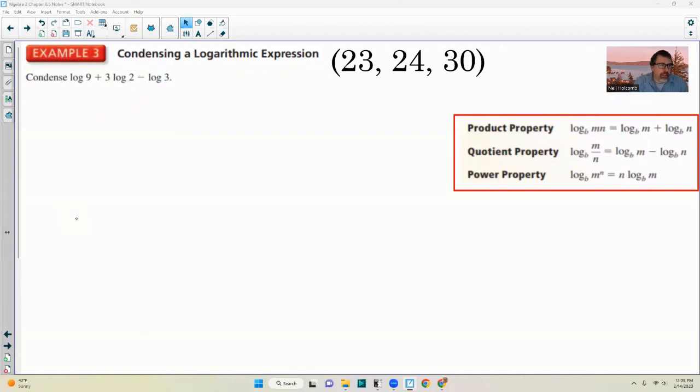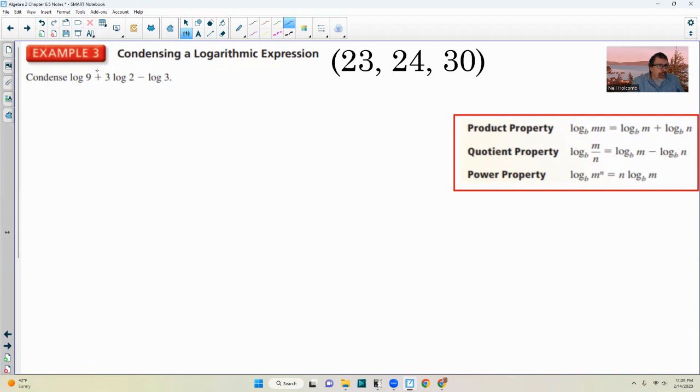Okay, so just like expanding, we can also condense logarithmic expressions, and that's what we're going to do in this example. So we have the log base 9 plus 3 log base, actually log base 10. It's a common log. So let's start over. The log of 9 plus 3 times the log of 2 minus the log of 3. So when we're doing these, by the way, I haven't mentioned this yet, your bases have to be the same. This is base 10. This is base 10. This is base 10. When there's nothing there, it's base 10. Okay, so your bases have to be equal in order to do this.